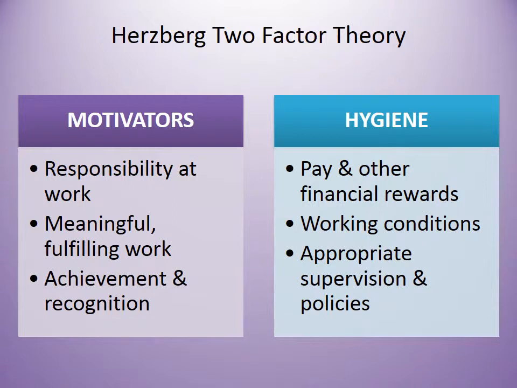And here you can see the 2-factor theory. So motivators, things like responsibility at work, meaningful and fulfilling work, achievement and recognition are all things that will push you a little bit harder to produce more. And then hygiene factors are things like pay or other financial rewards, working conditions, appropriate supervision and policies. Well, again, if you've got appropriate supervision and policies there, is that going to make you work harder? No. But if it is removed or it's non-existent, then you're probably not going to work to your full potential.